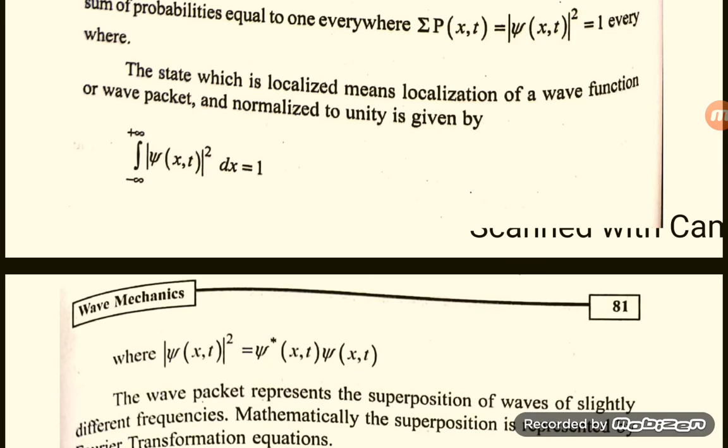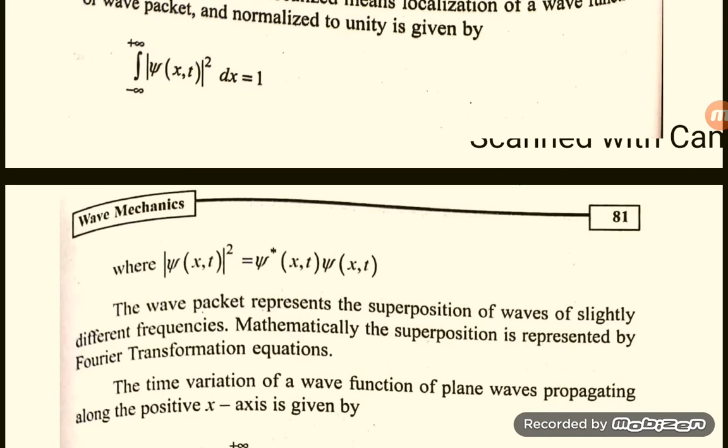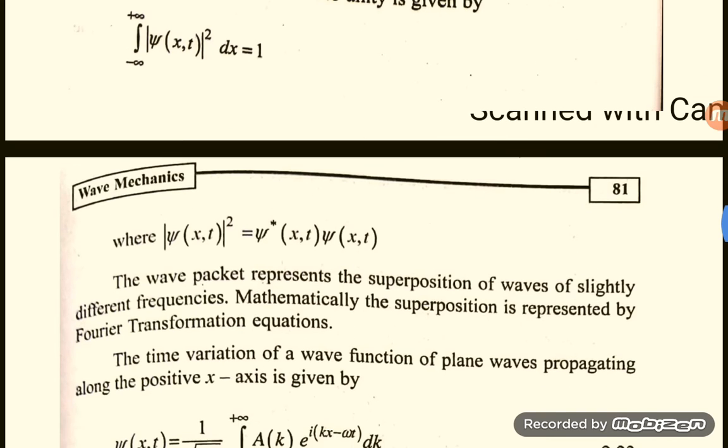Where mod of psi(x,t) whole square is equal to psi star(x,t) into psi(x,t). So what is psi star? This is the conjugate of psi(x,t). So psi(x,t) is the wave function and psi star(x,t) is the conjugate wave function. The multiplication of these two will give the normalization factor, right? The wave packet represents the superposition of waves of slightly different frequencies.